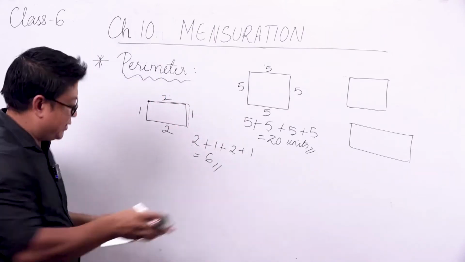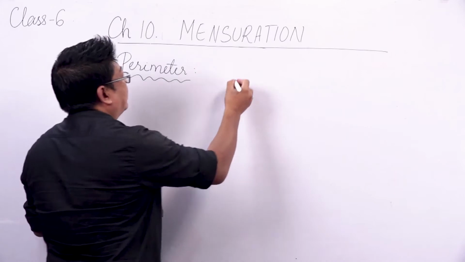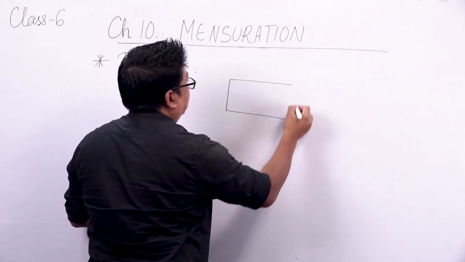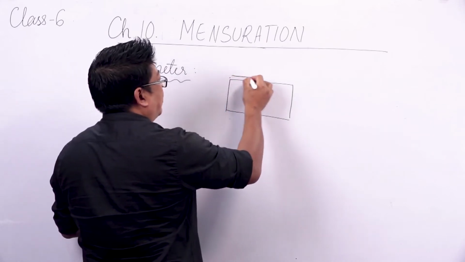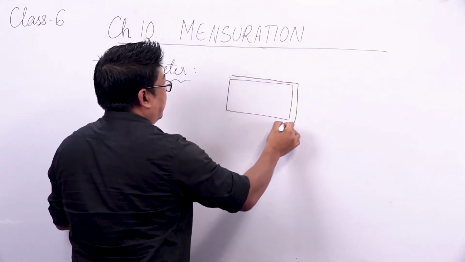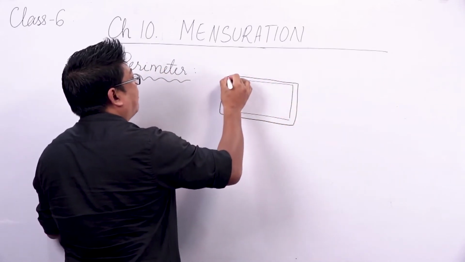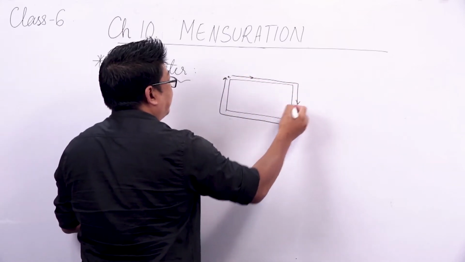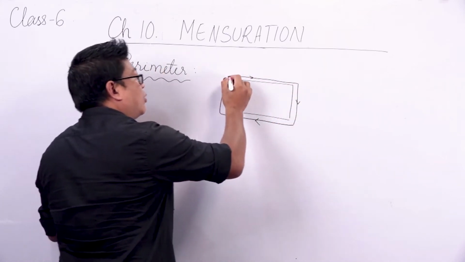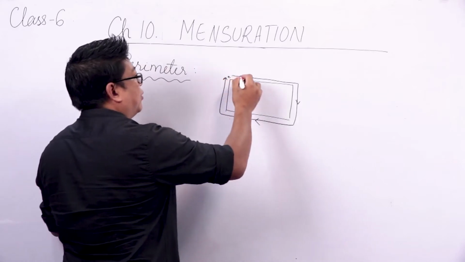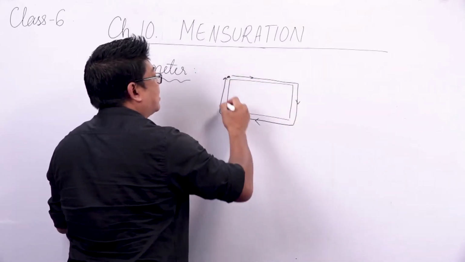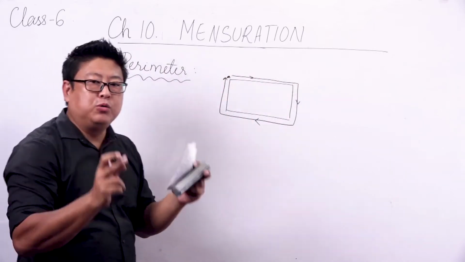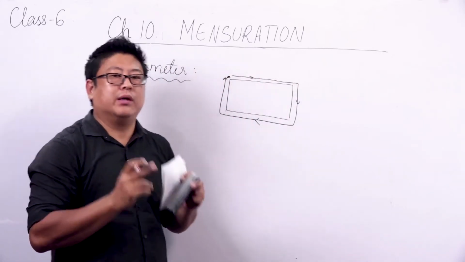We can take another example. Let's say this is your football ground. You started walking from here, you went all the way around and came back to the same point. So the total distance you covered, walking all the way and coming back to the same point, that is, the total distance traveled around the boundary of the playground, is called the perimeter.